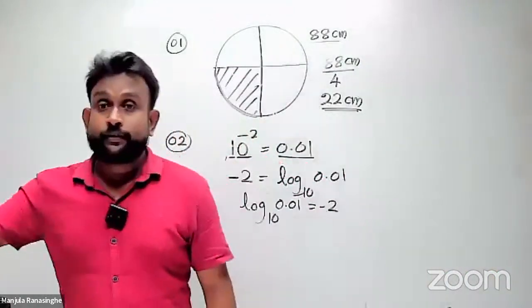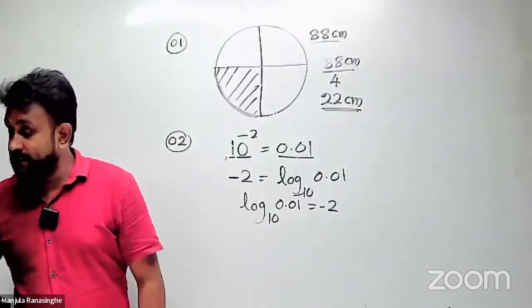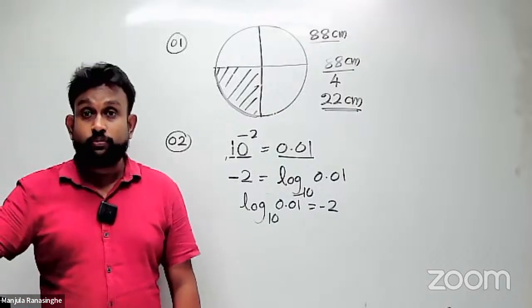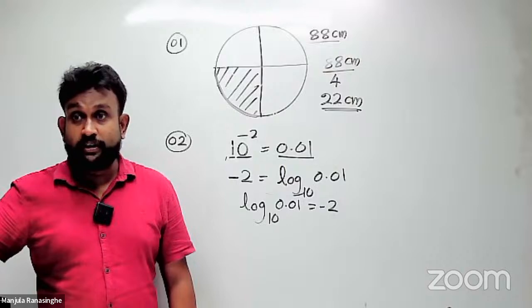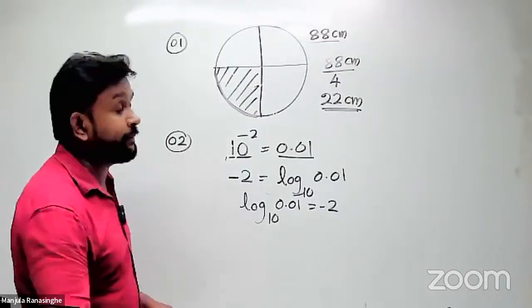Right. Now move to question number 3. What is the value of root 18 to the first approximation, they are asking. Root 18. See how to do this one. Question number 3: how to take root 18 to the first approximation.